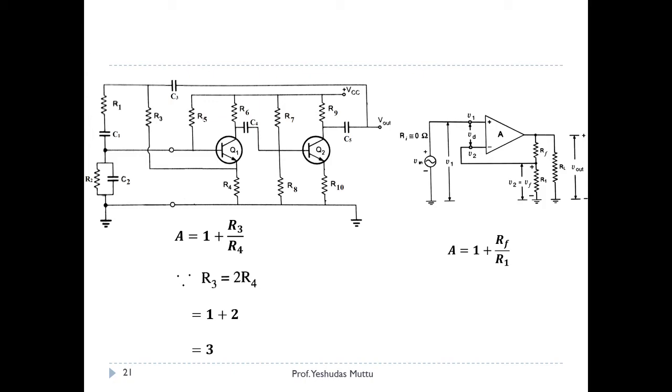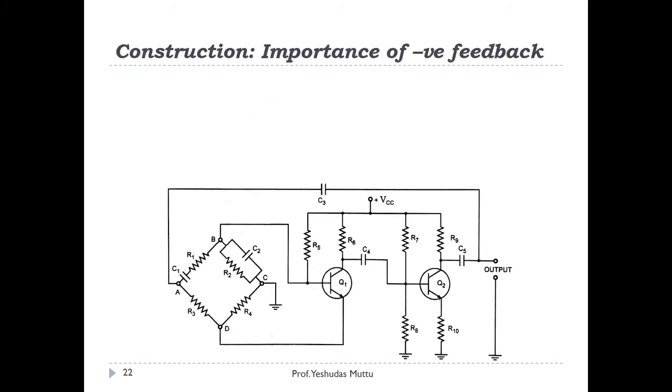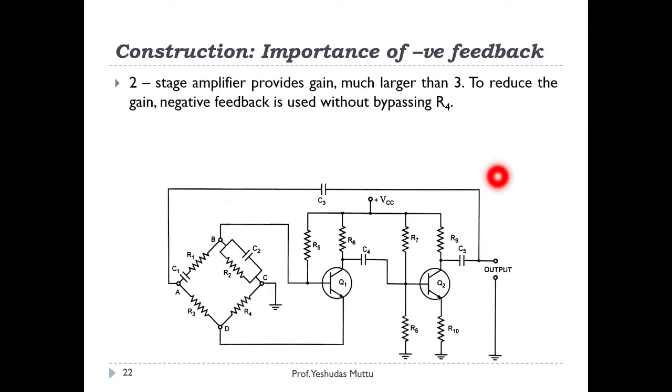Now you know that a multi-stage amplifier will produce quite a high gain. Definitely gain will be larger than 3. So what I need to do is reduce this gain. To reduce this particular gain, I will use negative feedback. I'm back to my network; I had shown that just for explanation purpose. So to reduce the gain, negative feedback is used without bypassing R4.